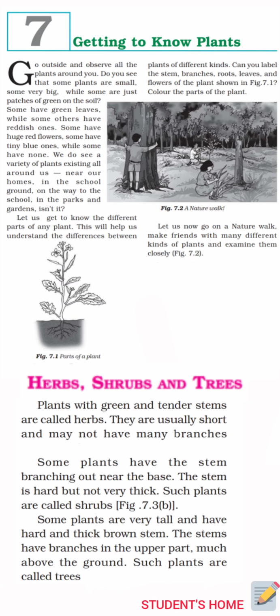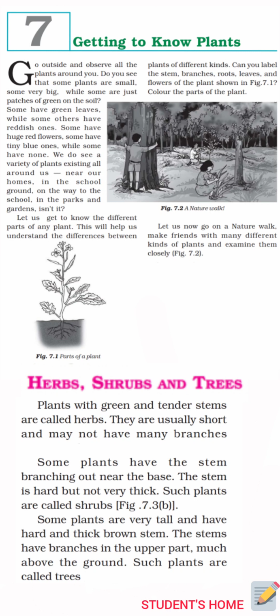Okay class, so today we are going to start our next new chapter, that is chapter 7, Getting to Know Plants. So go outside and observe all the plants around you. Do you see that some plants are small, some very big, some are just patches of green on the soil? Some have green leaves whilst others have reddish ones. Some have huge red flowers, some have tiny blue ones, while some have none.